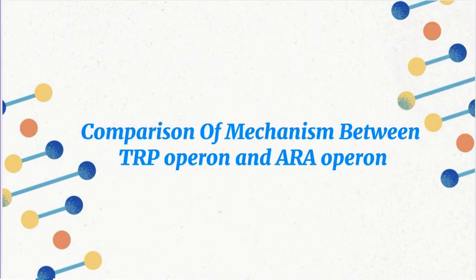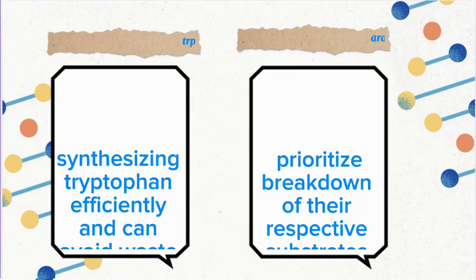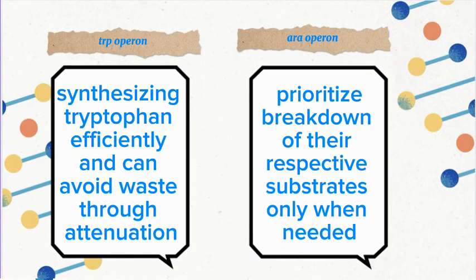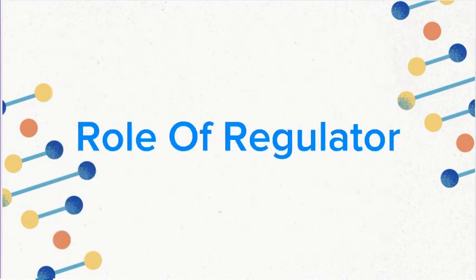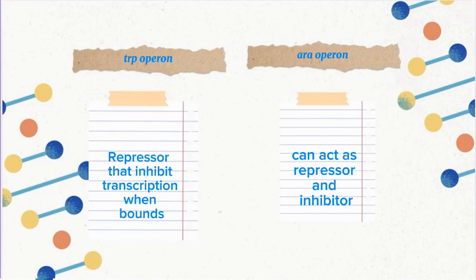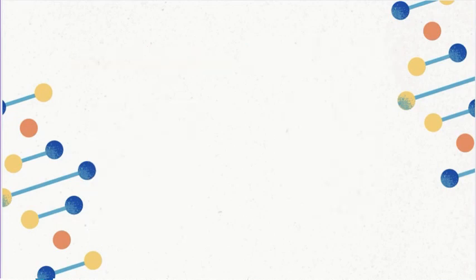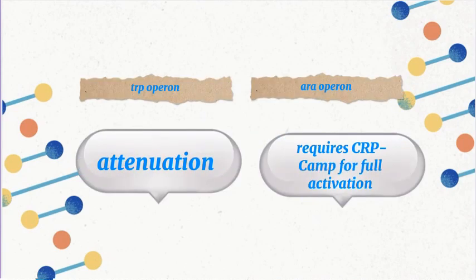Comparison of mechanism between TRP operon and ARA operon. The regulation in TRP operon focuses on synthesizing tryptophan efficiently and can avoid waste through attenuation, while the ARA operon prioritizes breakdown of its respective substrate only when needed. Next, for the role of regulator. The TRP operon has a repressor that inhibits transcription when bound, whereas for ARA operon, the regulator can act as repressor and activator. Last but certainly not least is the additional regulation. For TRP operon, they have attenuation, whereas for ARA operon, it requires CRP-cAMP for full activation.